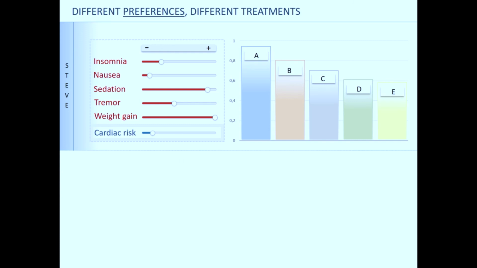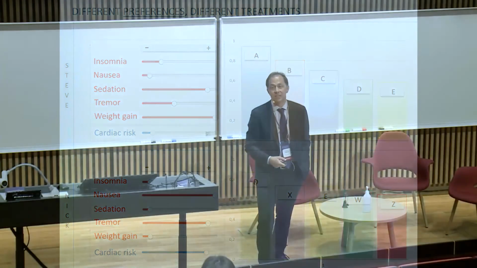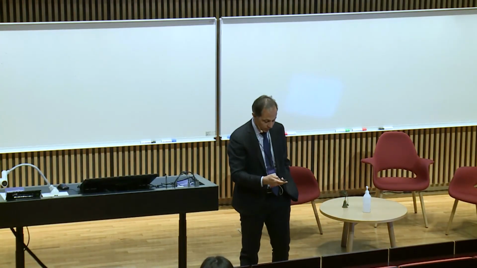needs. But if we have another patient, same age, same baseline characteristics, but different preferences, because Nick doesn't care about insomnia, but nausea is a problem, and tremor is a big problem because he's doing an admin job, and he has a QTc prolongation, the ranking of the antidepressants is completely different. D, which was a fourth-line treatment, is now probably the first. And we have additional antidepressants that may be used for this specific patient.